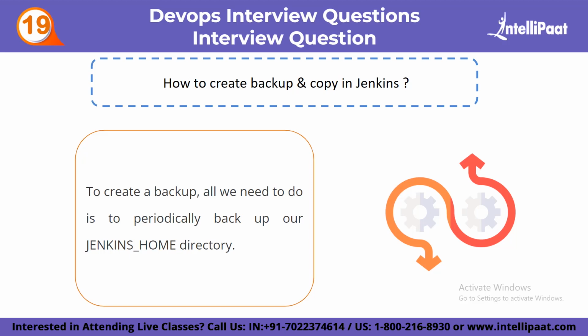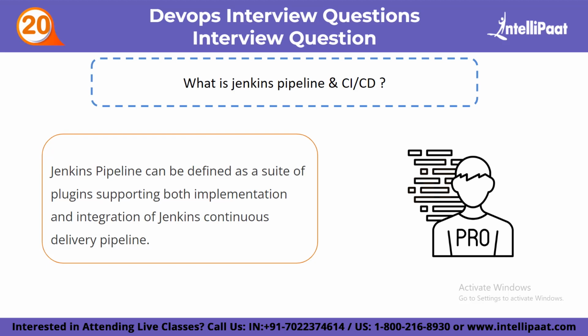Now let's move forward and discuss the next question. The next question is, what is Jenkins pipeline and CICD? The answer to the same question is, Jenkins pipeline can be defined as a suite of plugins supporting both implementation and integration of Jenkins continuous delivery pipeline, whereas CICD or continuous integration or continuous delivery pipeline consists of build, deploy, test and release. The pipeline feature is very time saving. In other words, pipeline is a group of build jobs that are chained and integrated in a sequence. I hope it's clear to you what is Jenkins pipeline and CICD.